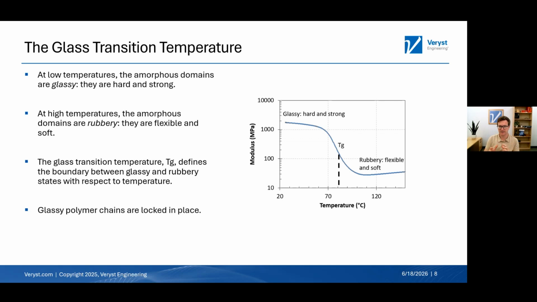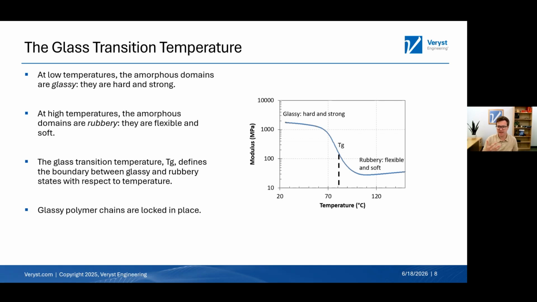They really still are amorphous, but it's just very difficult for them to move. In contrast, at high temperatures, we call those domains rubbery. That allows those polymer chains to slide past one another with relative ease, and gives you more of an elastomeric response. The boundary between the glassy domain and the rubbery domain is a temperature that we call the glass transition temperature.